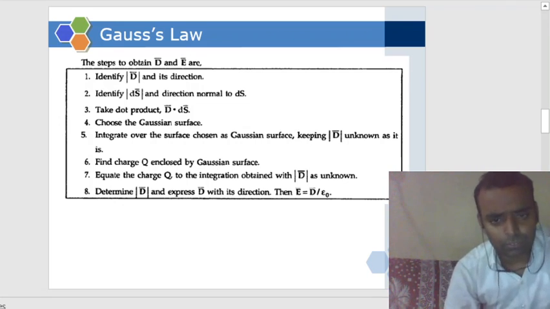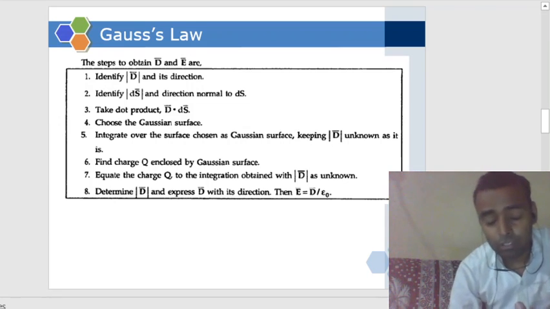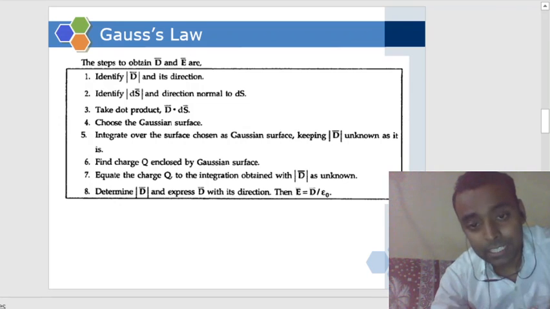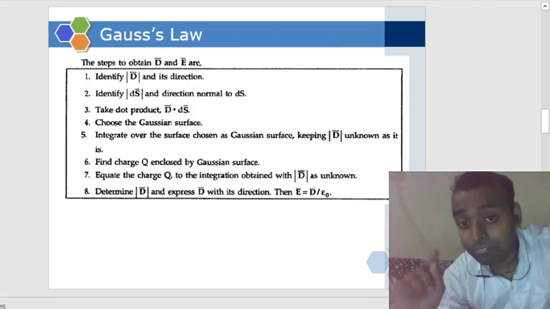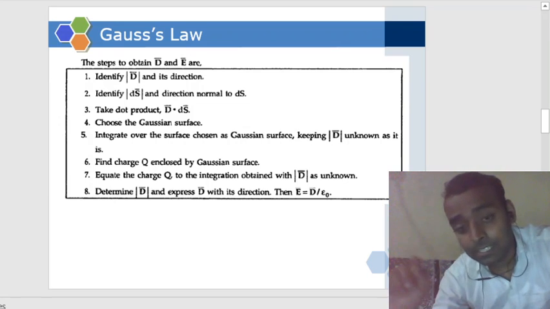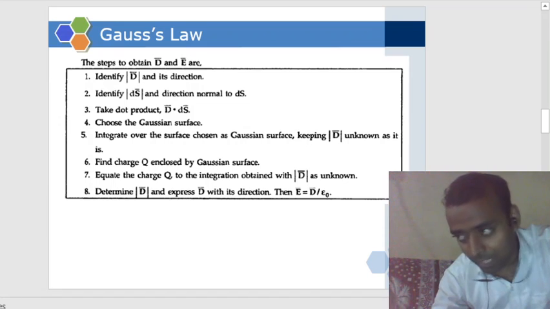From Gauss's law, how do we find E, the electric field intensity? In Coulomb's law, how did we do that? First of all, we calculated E, the electric field intensity. Then what was the relation between D and E? D is equal to epsilon E. We multiplied E with epsilon, and that epsilon E is equal to D, the flux density, isn't it?